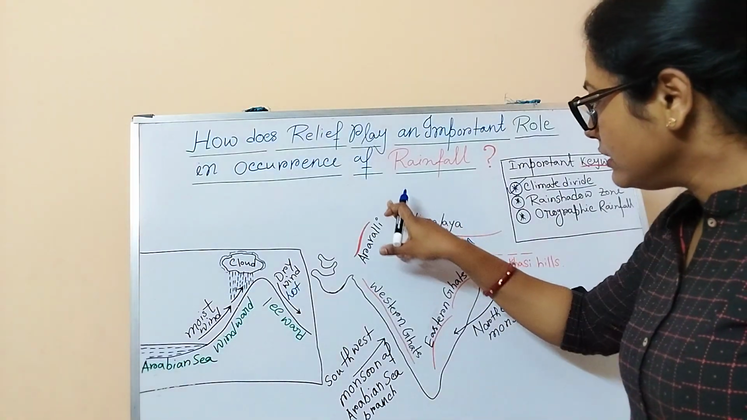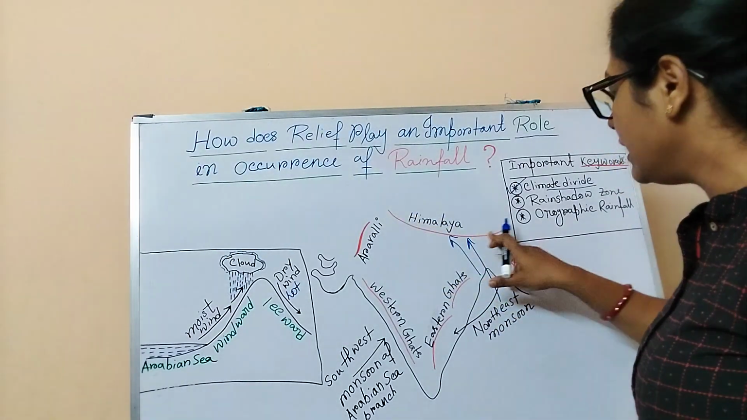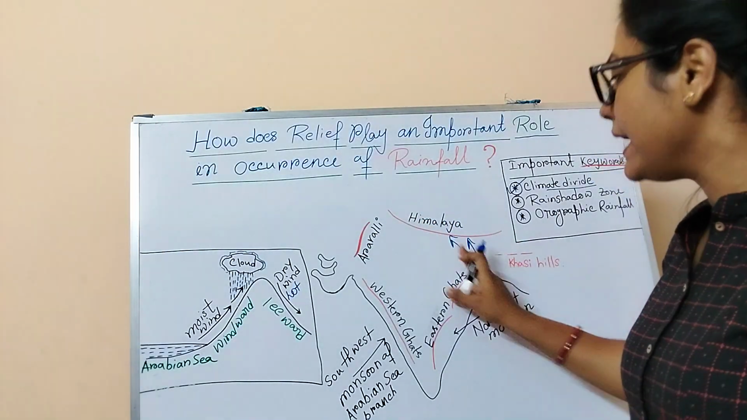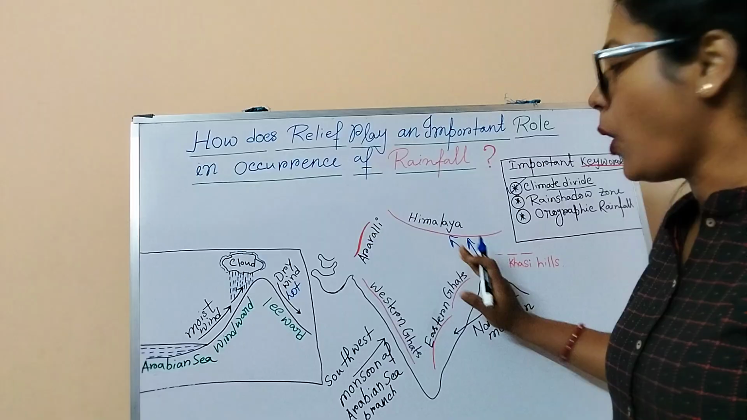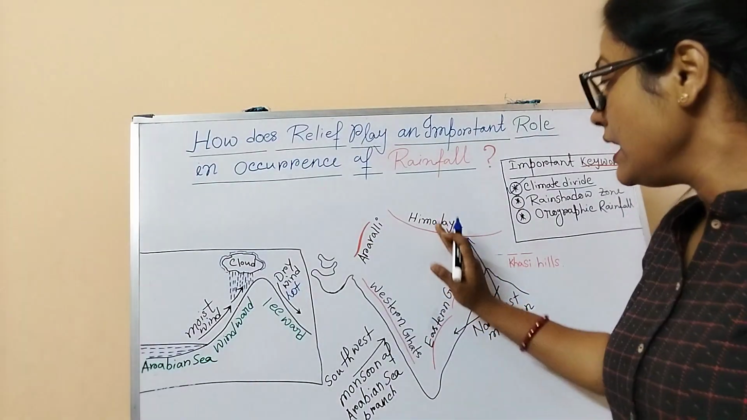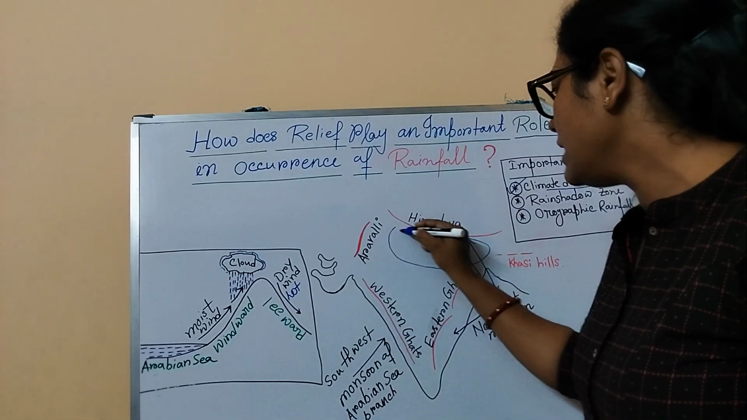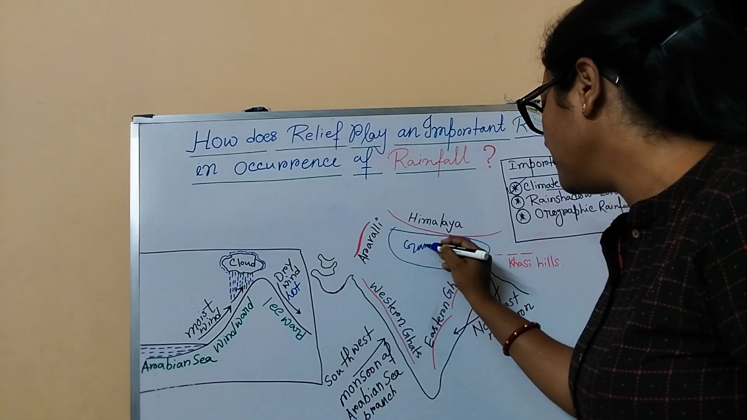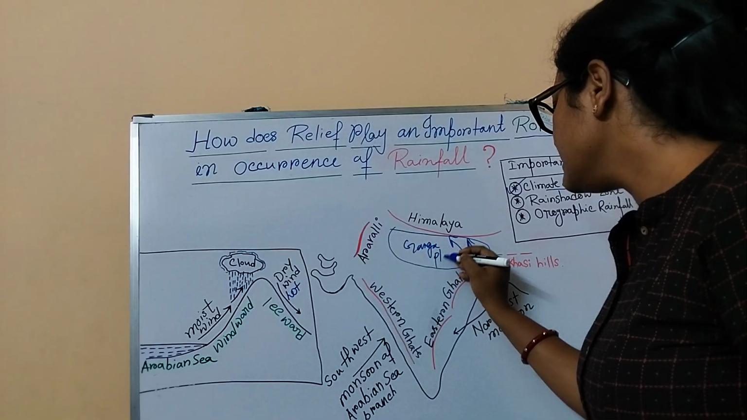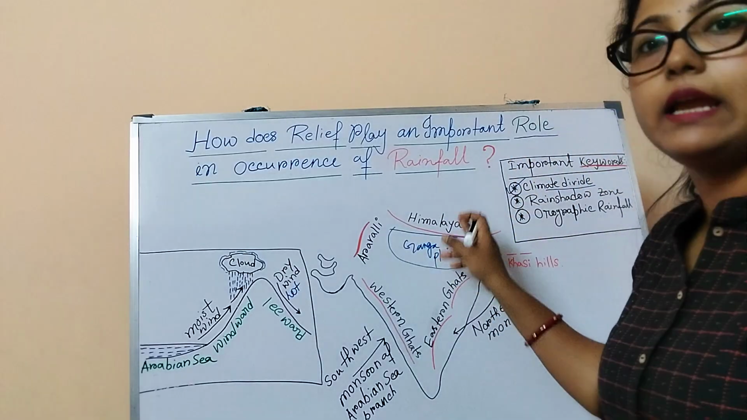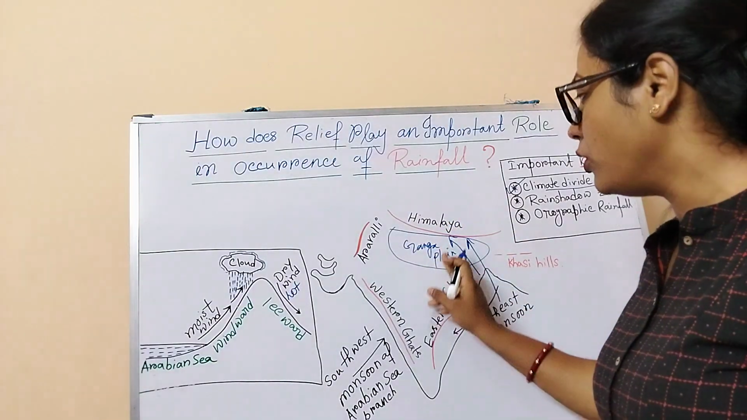And you see this part, mainly the windward side of Himalaya, there the wind is getting obstructed. As a result, maximum rainfall will occur in this part. This is which part? This is the Ganga plain. So as Ganga plain is situated in the windward side of Himalaya, that's why it receives maximum rainfall during this time.